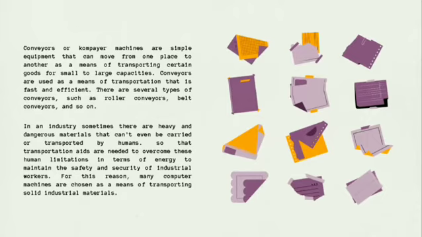In an industry, sometimes there are heavy and dangerous materials that cannot be carried or transported by humans. So transportation aids are needed to overcome this human limitation in terms of energy, to maintain the safety and security of industrial work. For this reason, conveyor machines are chosen as a means of transporting solid industrial material.